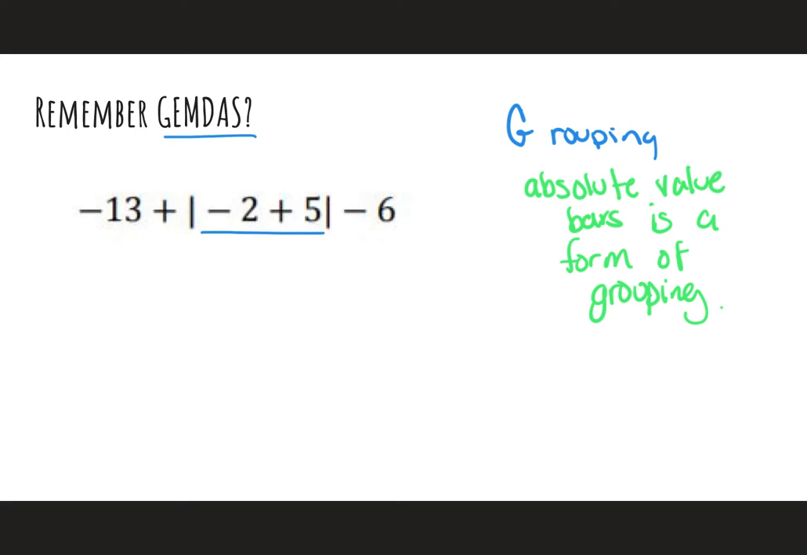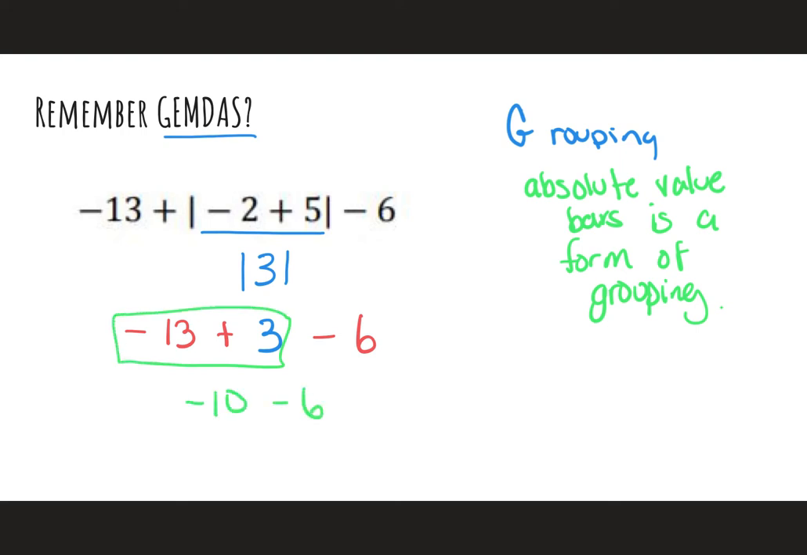Negative 2 plus 5 gives me positive 3. The absolute value of 3 is just 3 units. And then I'm just going to bring everything else. I'm going to bring the negative 13 down. That was a positive. Bring down the minus, and then 6. And now I'm going to continue my order of operations from left to right. So negative 13 plus 3 gives me negative 10 minus 6. And then negative 10 minus 6 is negative 16.